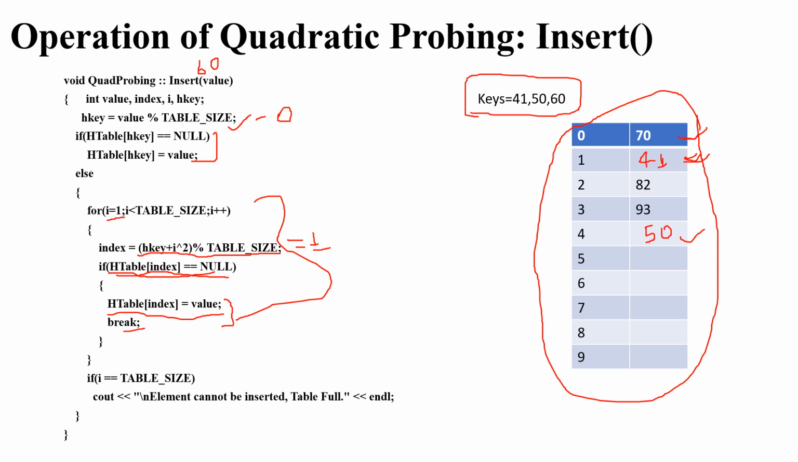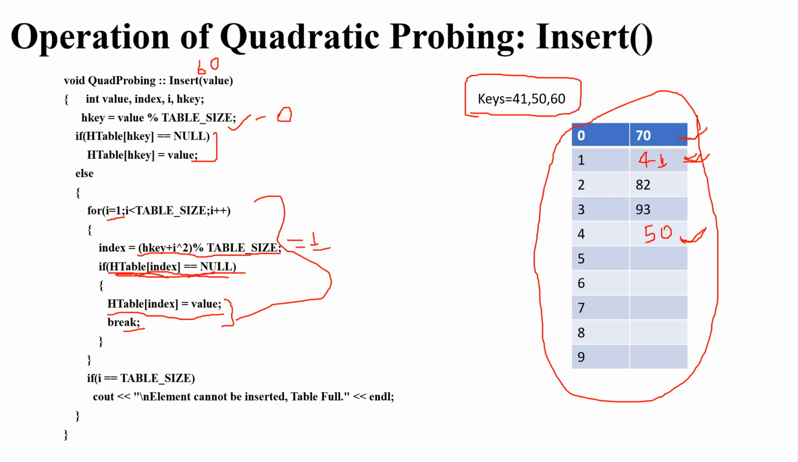i becomes now 2. Then h of k value is what? 0 plus 2 square is 4. 4 modulus table size, what do you get? That is 4. Go to the fourth index. Check that, has table of fourth index equal to null? No, this is also a collision. 50 is already there. Again collision. Increment the i value. Now i becomes 3.